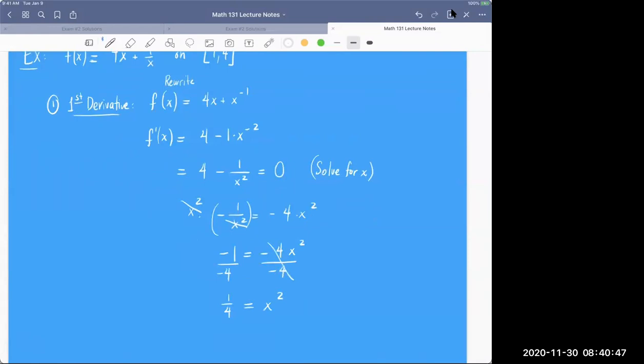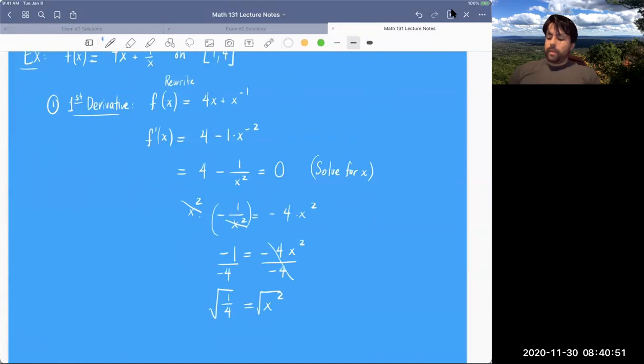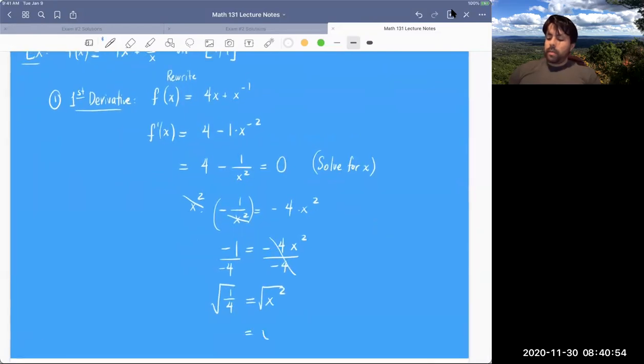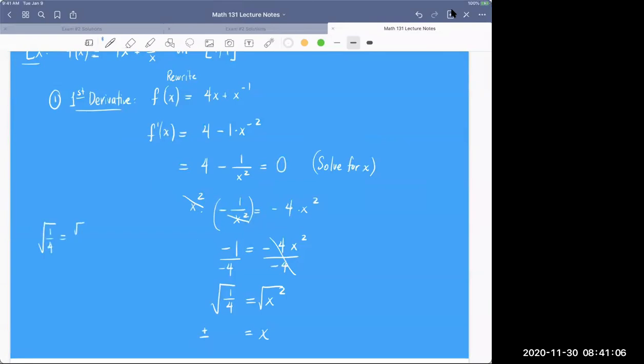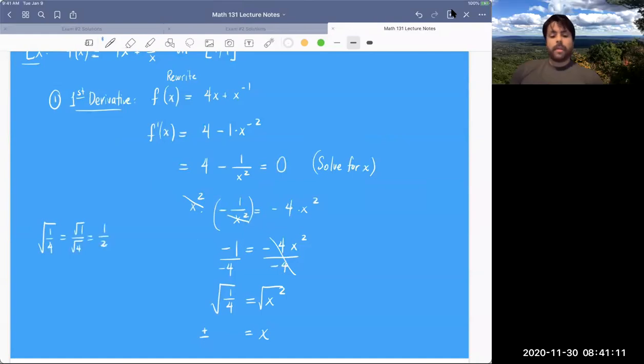Now that all makes sense. What do I have to do is what? Square root. Yep. When I take the square root, I get x by itself, and then I have to do the plus or minus because I took the square root of something squared. So it's plus or minus what? What's the square root of 1/4? The square root of 1 over the square root of 4, which is 1/2, right? Yeah, plus or minus 1/2.